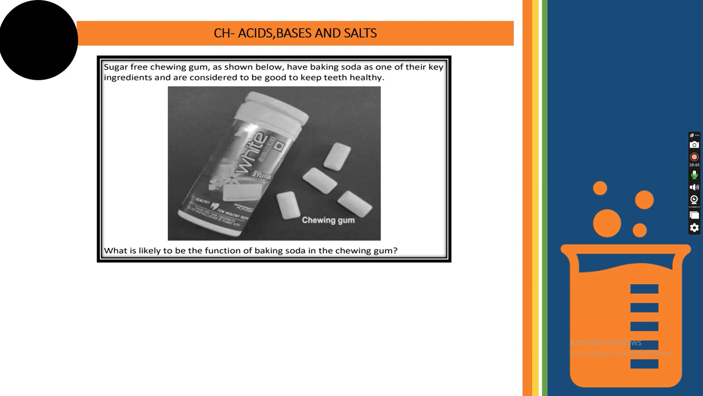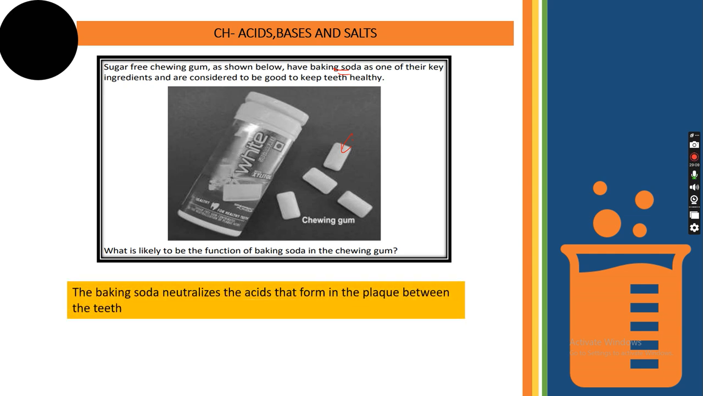One more. This is a chewing gum which contains baking soda, and it is considered good to keep teeth healthy. What is the question? What is likely to be the function of baking soda in the chewing gum? So why have they added baking soda in this chewing gum? That is because baking soda is a base, right? So it will neutralize the acid formed in the mouth, and if acid formation is not there, that means no plaque formation will occur on the teeth, so it will prevent tooth decay. So to avoid plaque formation, baking soda is used to neutralize the acid, and this will help in decreasing the plaque formation on the teeth.